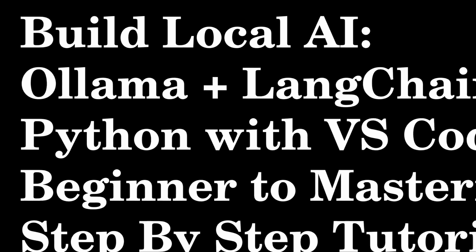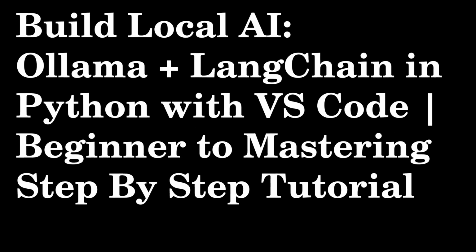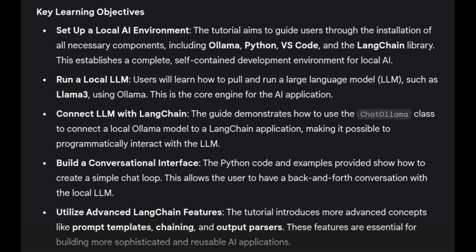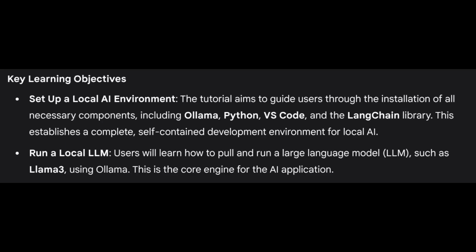Our own local AI assistant, which we'll call LocalAiOllama. Build local AI: Ollama plus LangChain in Python with VS Code, beginner to mastering tutorial. It's simple, smart, and a real-time project that you'll own. Let's dive in. Key learning objectives.